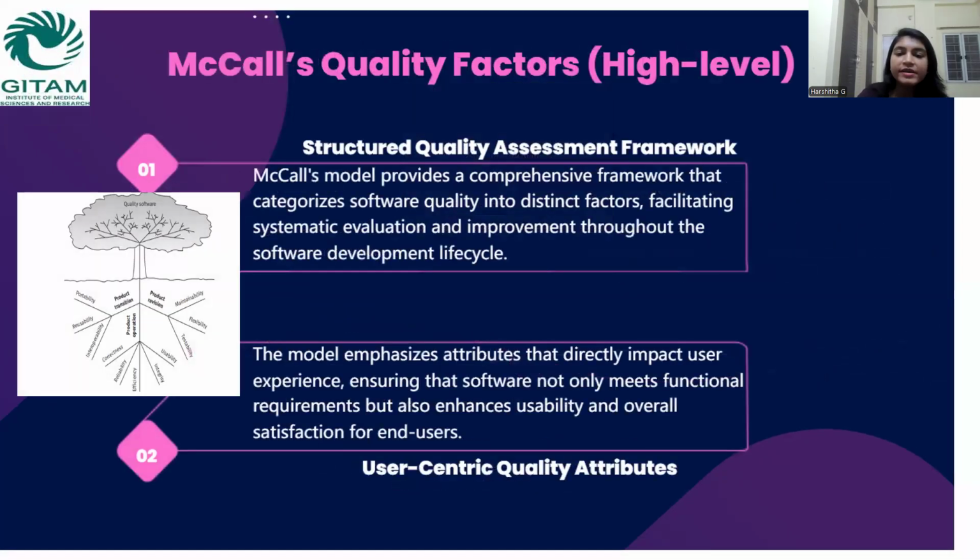So if we decode and understand each of these factors clearly, in product operation, we have correctness. Does the software meet its requirement? Efficiency, which tells if the software can optimize resource usage. Integrity, does the software protect against security threats? Reliability, can the software operate without failure? Usability, is the software easy to use and learn?